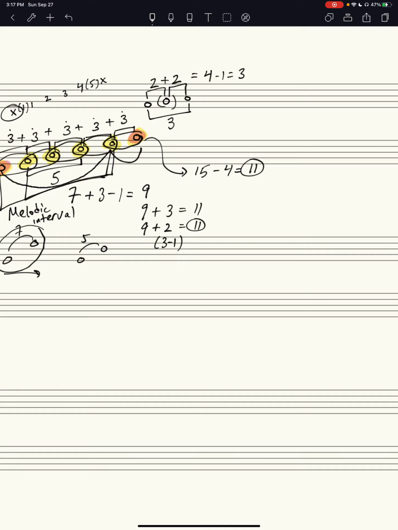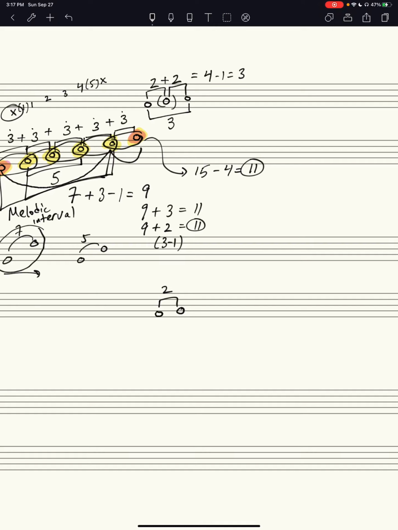But old habits die hard. So here we go. If I start with a note head on a space and I go to a line, well, you know that that is a step, which is a size of 2, which is an even number.